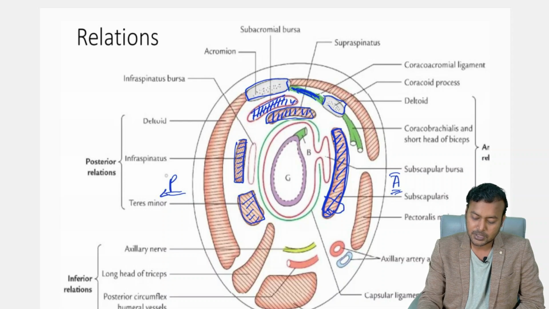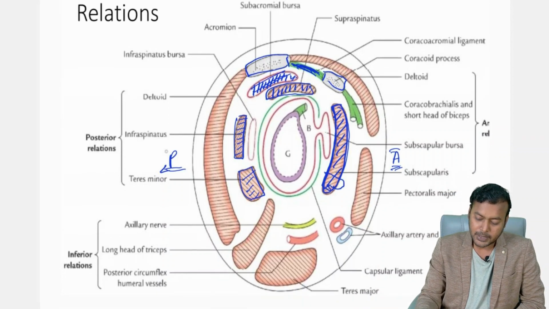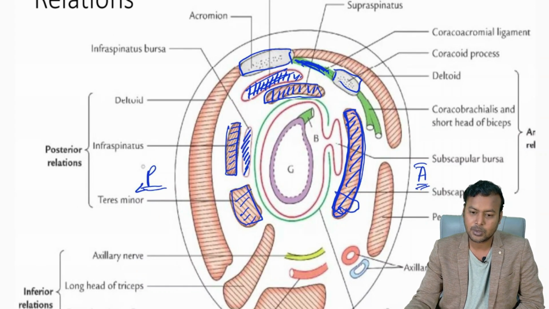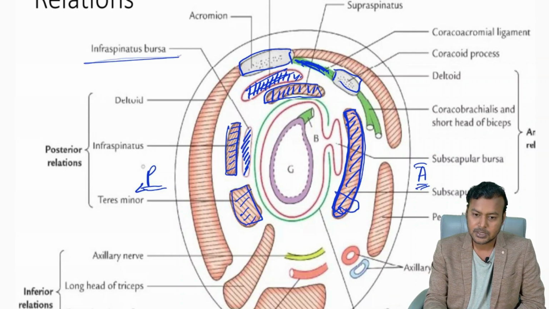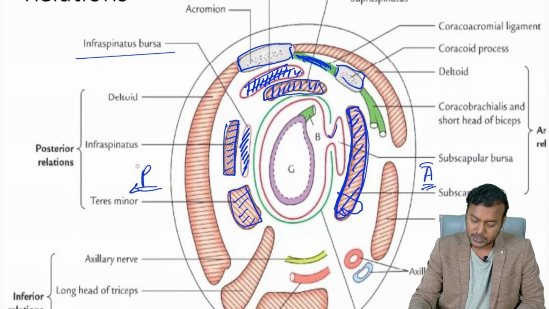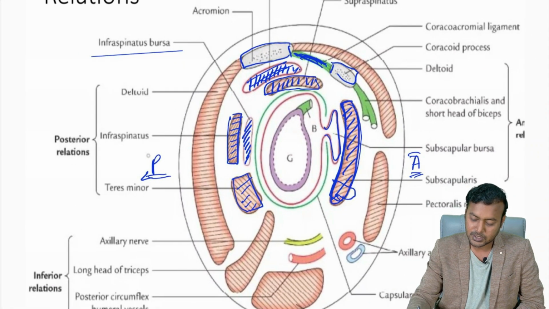Apart from that, we have also discussed about the bursa lying between the acromion process and the supraspinatus. So this is the subacromial bursa. Then we also discussed about another bursa lying below the infraspinatus. So this is the infraspinatus bursa. This extension of the bursa from the joint cavity below the subscapularis is the subscapularis bursa.